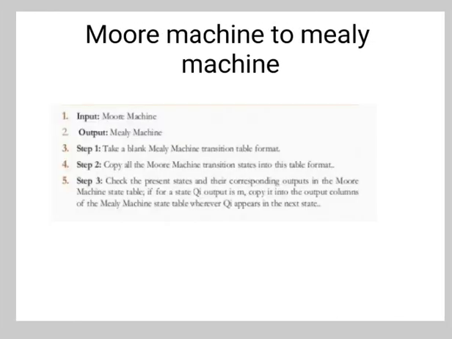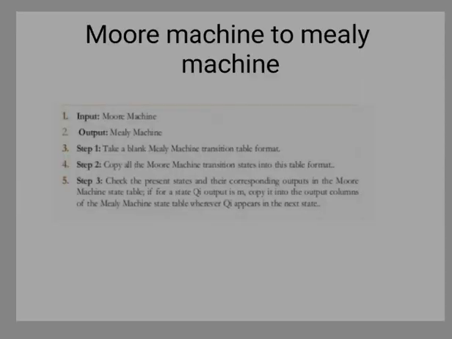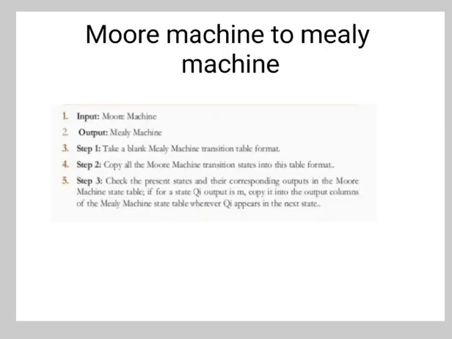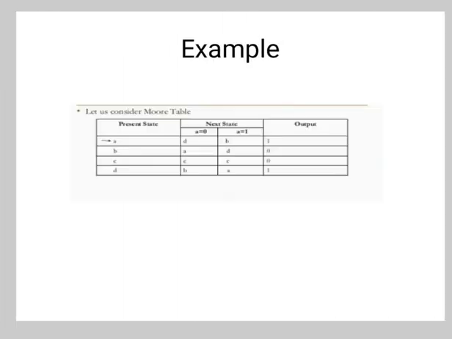So Moore machine to Mealy machine. Here the input is a Moore machine, and the output is a Mealy machine. Step 1 is to take a blank Mealy machine transition table format. Step 2, copy all Moore machine transition states into this table format. And step 3, check the present state and its corresponding output in the Moore machine state table. If for state Q the output is M, then copy it into the output column of the Mealy machine state table where Q appears in the next state.